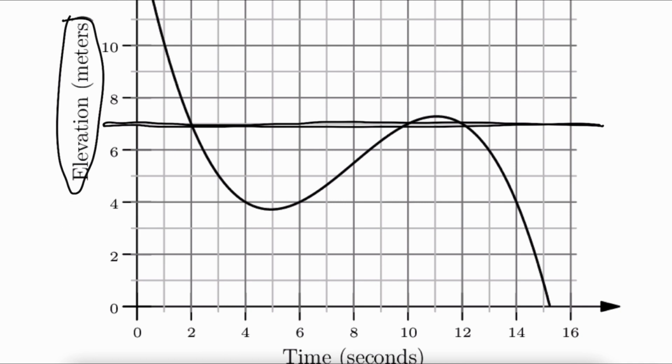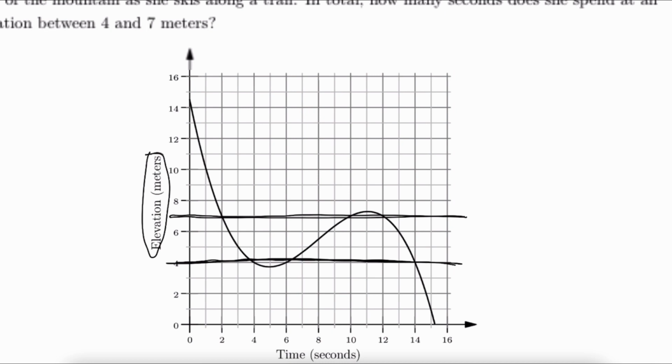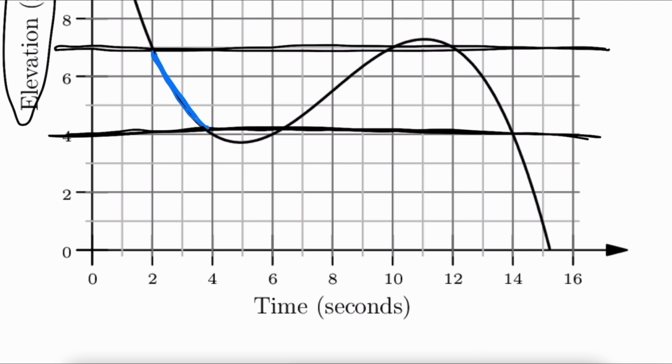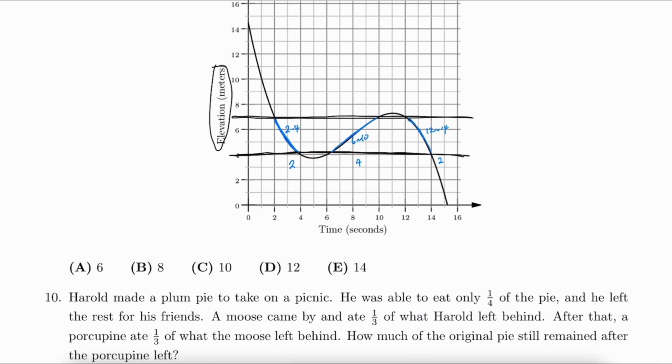And we want to find the time she spent at this elevation. So at this elevation, this time is between 2 and 4 seconds. This is between 6 and 10 seconds. And this is between 12 and 14 seconds. That is 2 seconds, 4 seconds, and 2 seconds. So if you add them up, you get a total of just 8 seconds for this problem. So answer choice B.